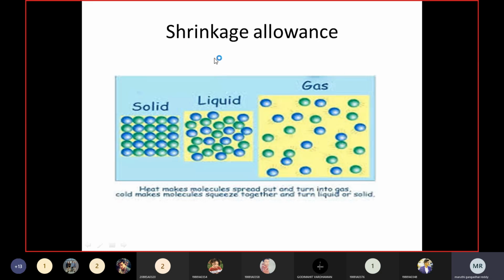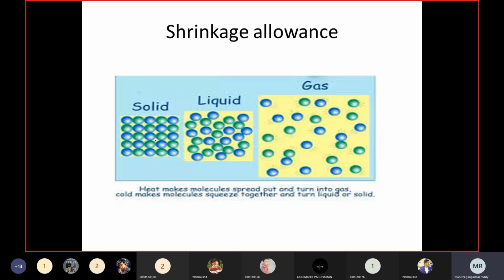First of all, we will see what is the necessity for providing the shrinkage allowance. Here you can observe the molecules. In the case of the gaseous state, the molecules spread out, and observe the spacing between the molecules. If you understand this particular photograph, you can easily recall the purpose of providing the shrinkage allowance. In the gaseous state the molecules are spread out and have more space between them. When it comes to the liquid state, the space becomes somewhat lesser. And when it comes to the solid state, here you can observe the spacing.